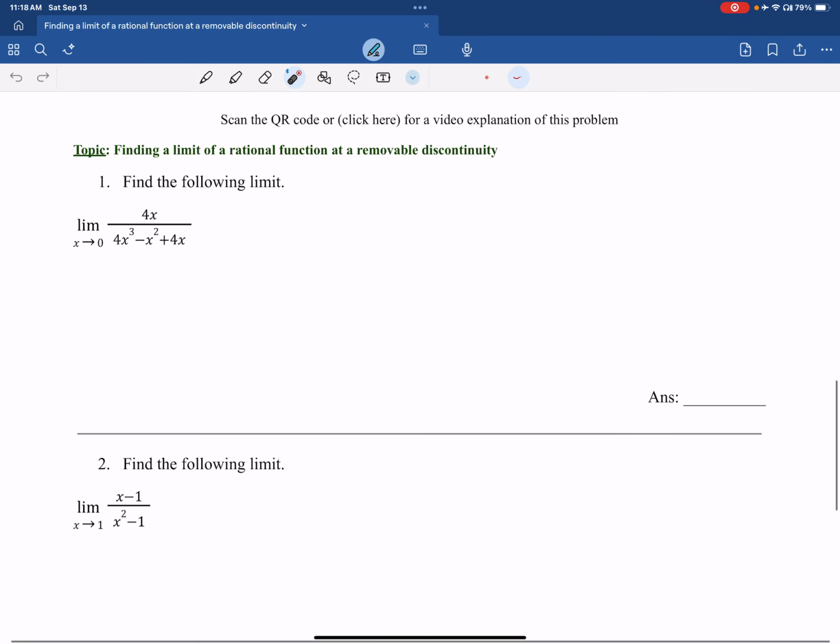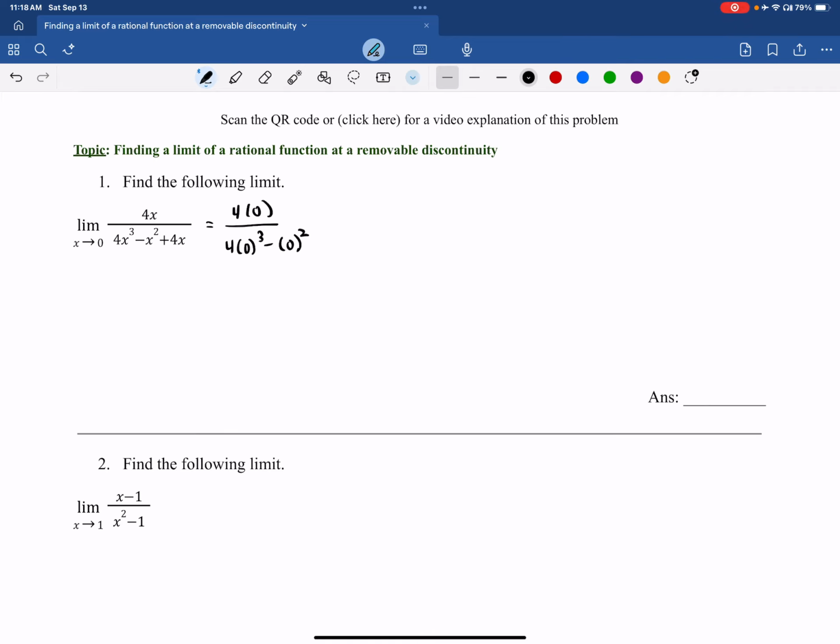The first function says, find the following limit. The limit as x approaches 0 of the function 4x over 4x cubed minus x squared plus 4x. First thing we always try to do is just direct substitution. So anywhere I see an x, I'll plug in a 0. In the numerator, I'd have 4 times 0. In the denominator, I'd have 4 times 0 cubed minus 0 squared plus 4 times 0. Notice in the numerator, 4 times 0 is 0, and in the denominator, if I simplify, I get 0 as well. Again, this is indeterminate form.